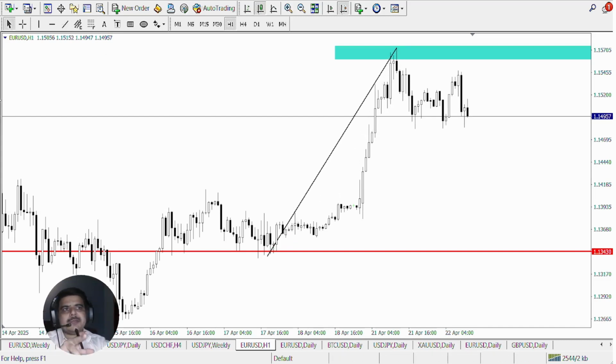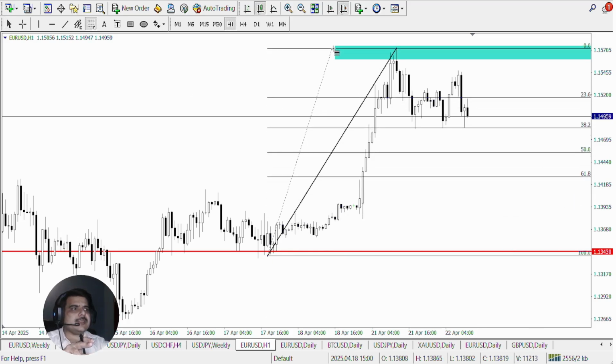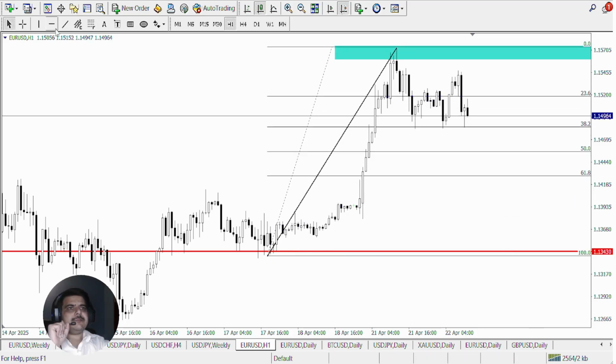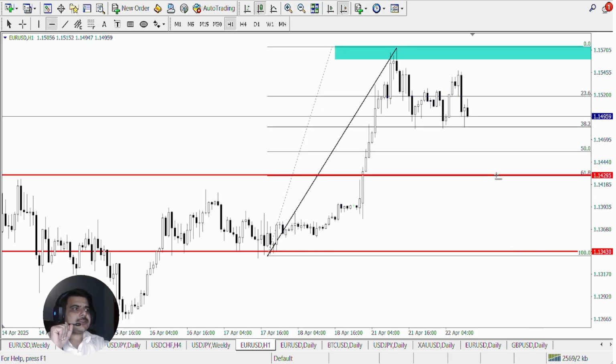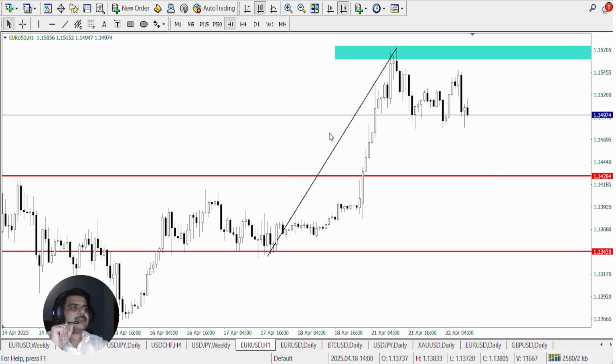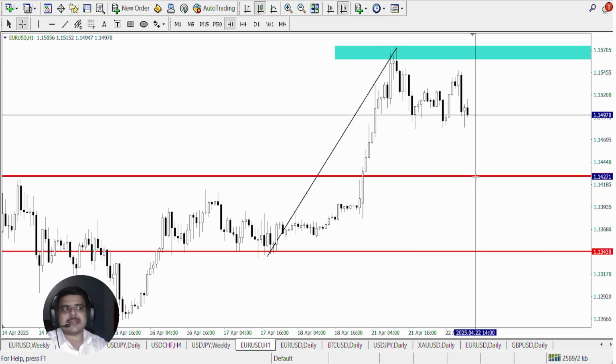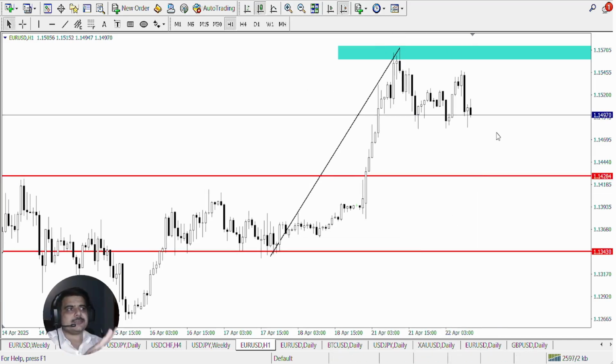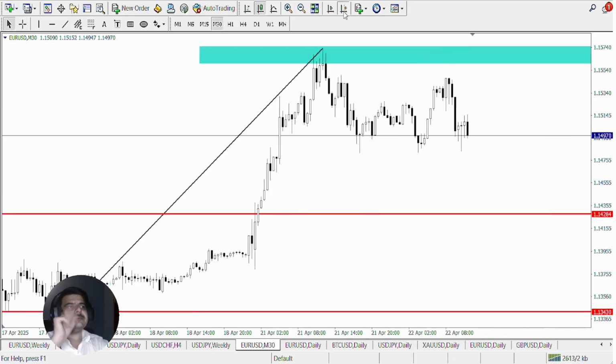Again this same impulsive wave and this same H1 time frame ABCD pattern. And if we see, the market is pointing towards 1.14284. Now we say, okay, we are planning for a buy from here, we can plan for a buy from here, but again the H1 says it's on a wait.